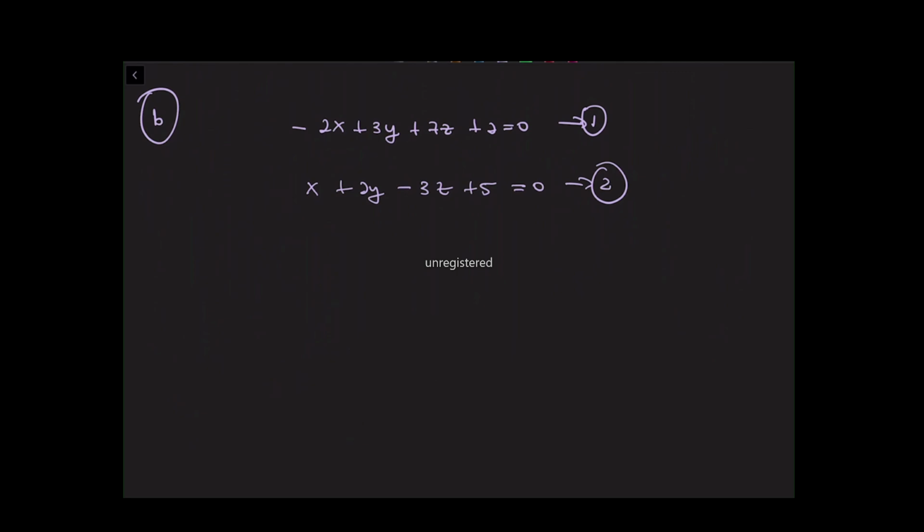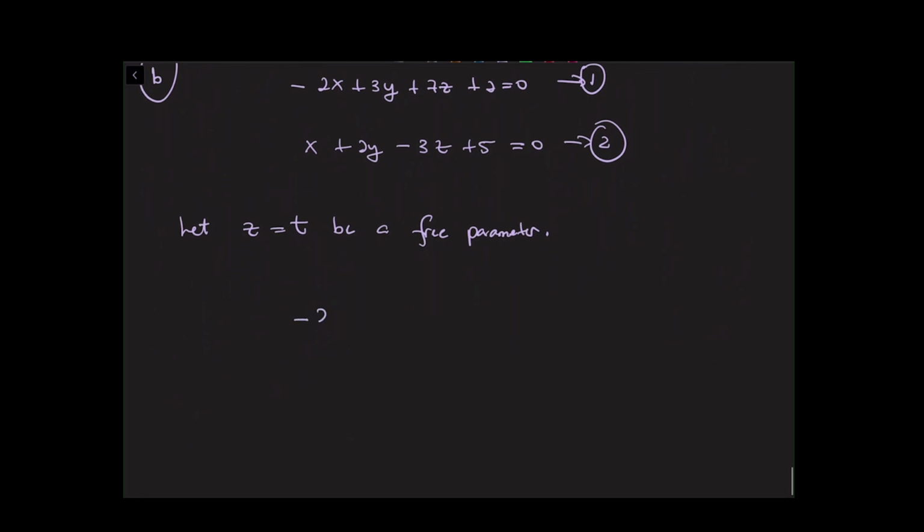So I'm going to let z be equal to t, a free parameter. I'm going to substitute z equal to t and then solve each of these equations. The first one becomes -2x plus 3y plus 7t plus 2 equal to 0. The second one becomes x plus 2y minus 3t plus 5 equal to 0.